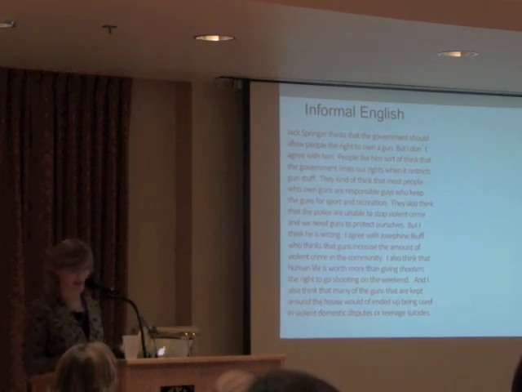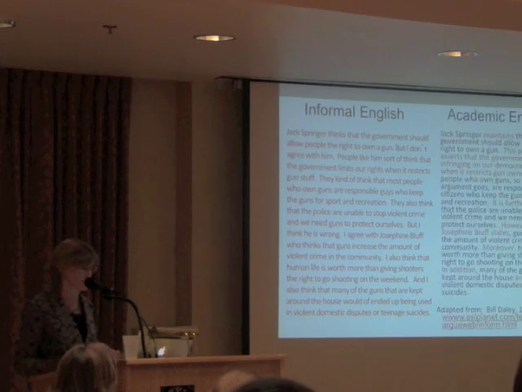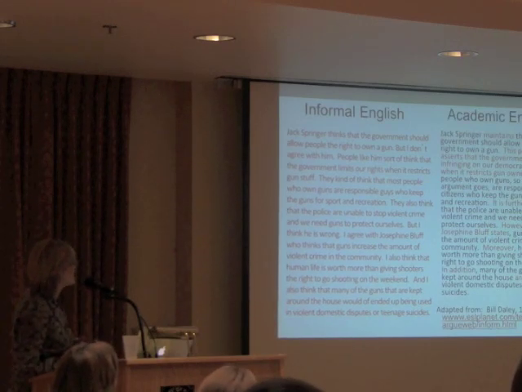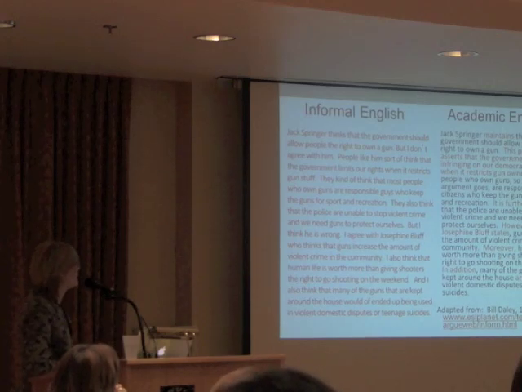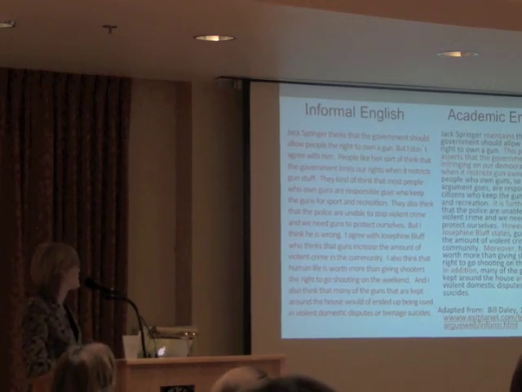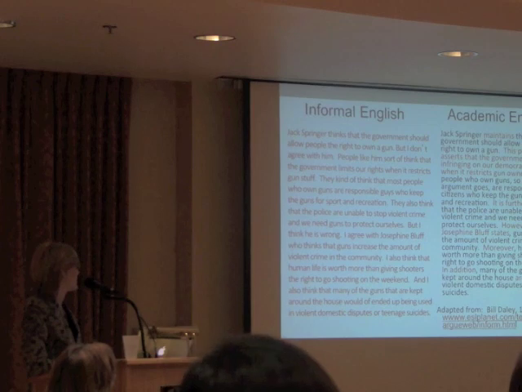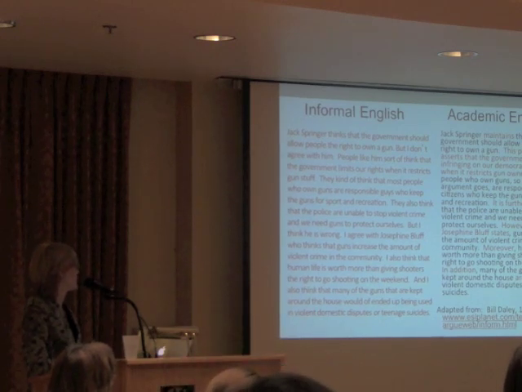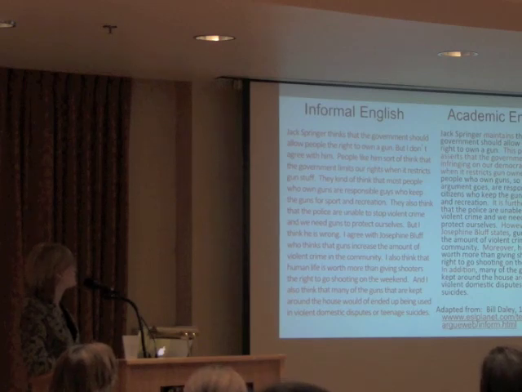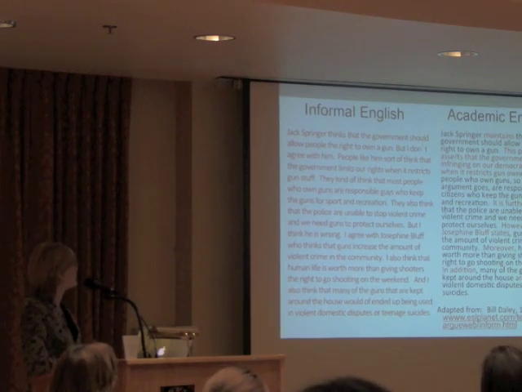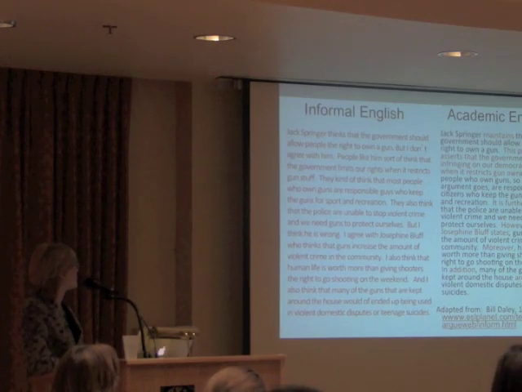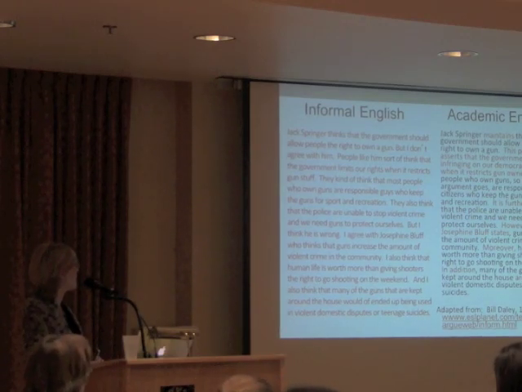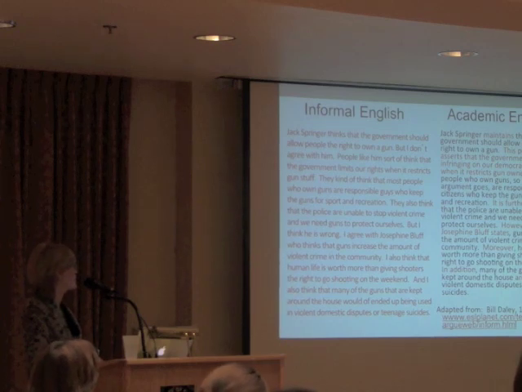Let me show you a second example. Same paragraph. Jack Springer maintains that the government should allow people the right to own a gun. This position asserts that the government is infringing on our democratic rights when it restricts gun ownership. Most people who own guns, so the argument goes, are responsible citizens who keep the guns for sport and recreation. It is further contended that the police are unable to stop violent crime and we need guns to protect ourselves.